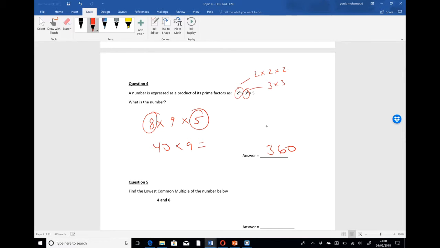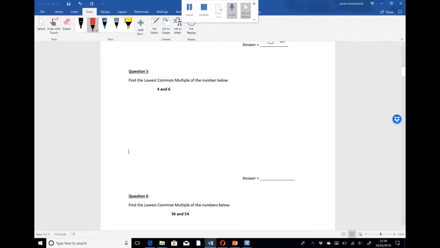Or if you wanted to, you could have done 72 times 5: 0, carry the 1, 5 times 7 is 35, carry the 1, it's 360. So it doesn't matter which way you do it, but I just thought it would be easier to do 8 times 5, as I could do that off the top of my head and work out the answer quicker.